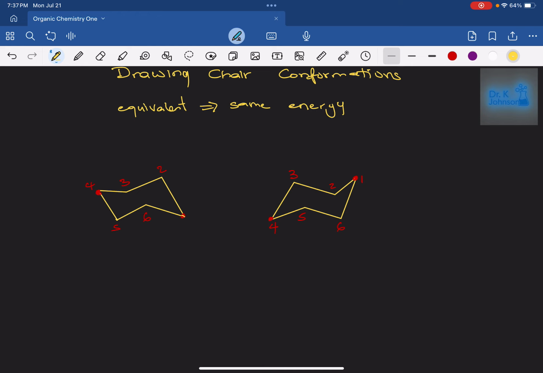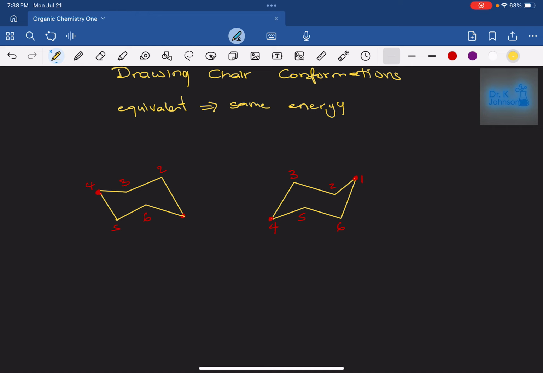Now, something quick to tell you. If you're ever asked to draw a chair, they just want a chair. You can draw either one of these. It's fine, right? When we go into stability, we'll talk some more about chairs not having the same stability and drawing specific chairs. We'll get there. All right. So let us look at drawing our axial and equatorial bonds. Let's start with our axial.